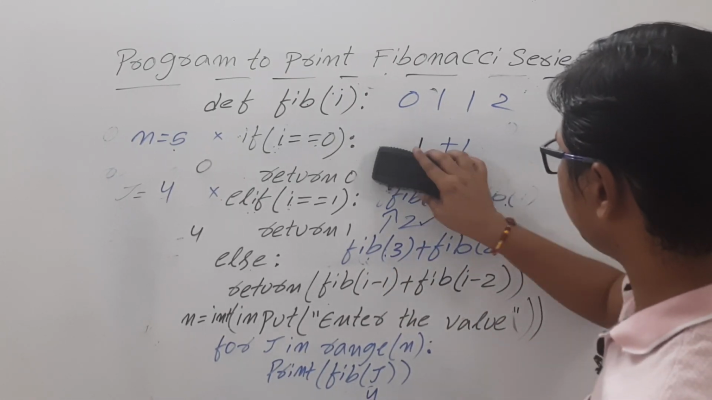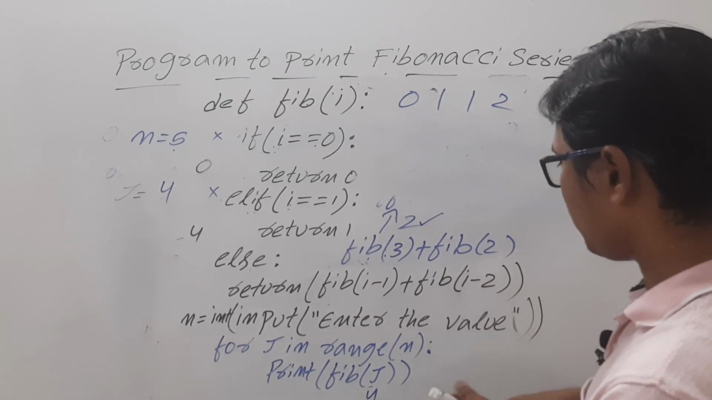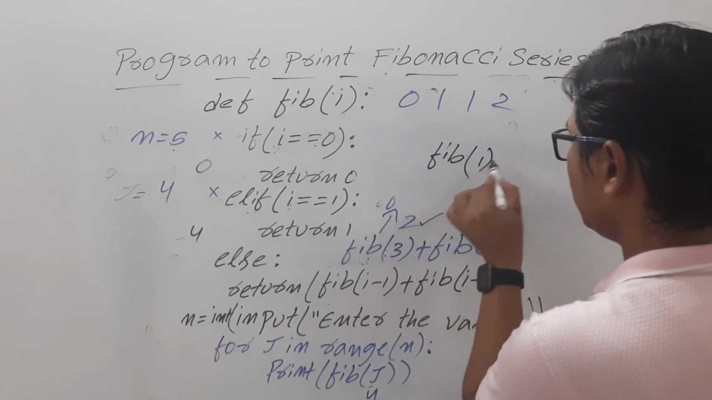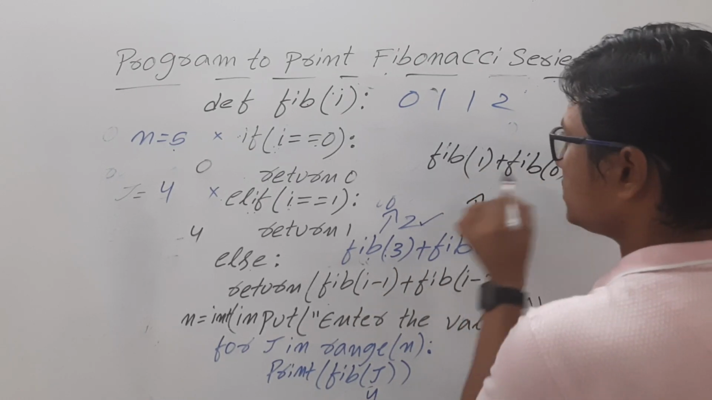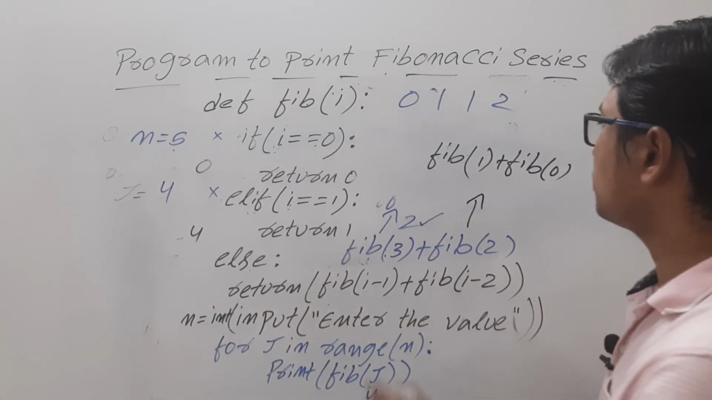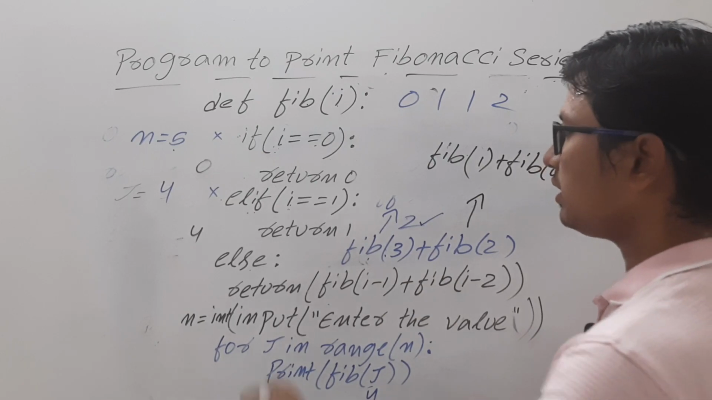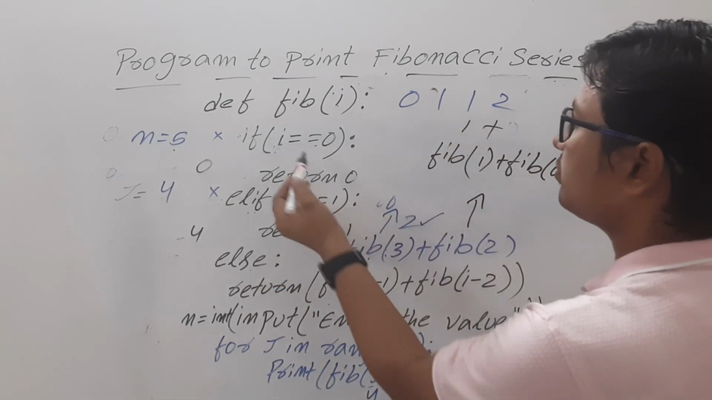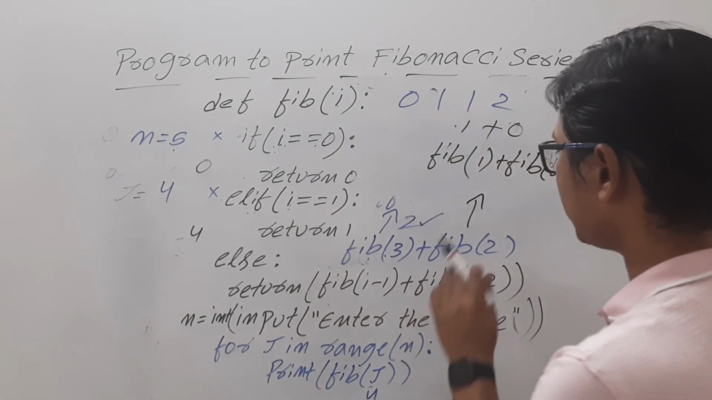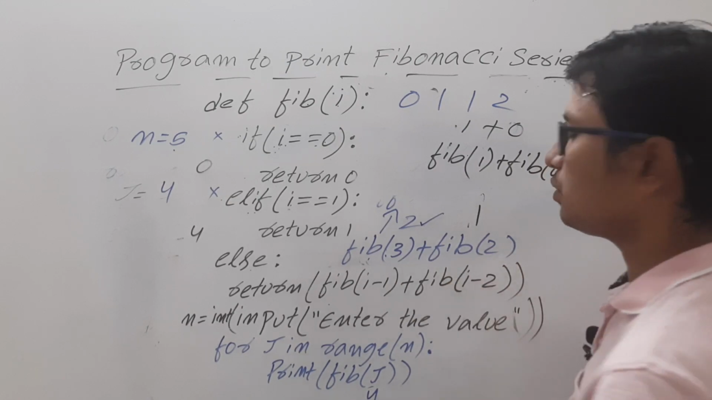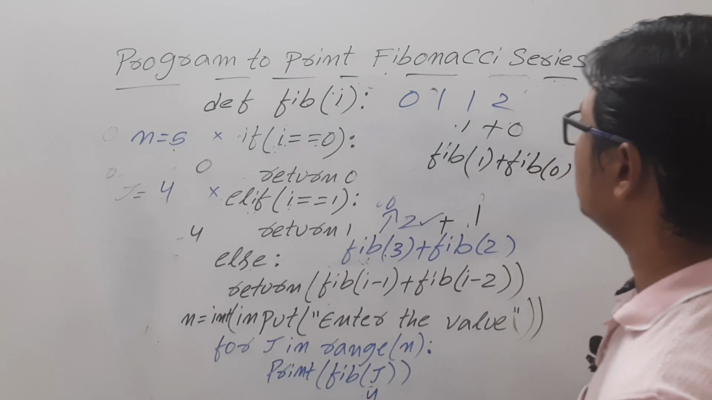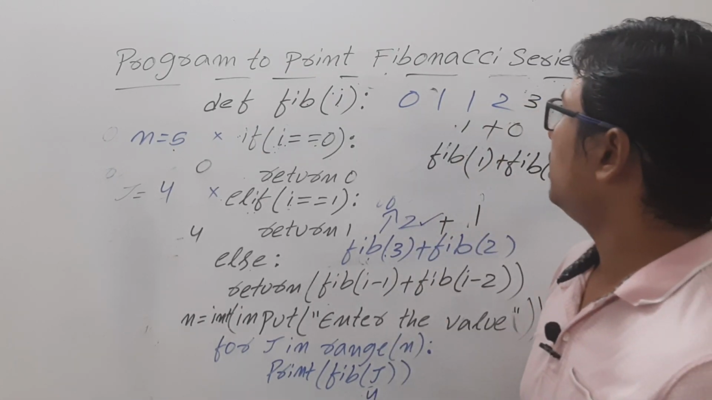Now you need to compute the fib of 2 again. Fib of 2 is fib of 1 plus fib of 0, because 2 is not equal to 0, 2 is not equal to 1, control will come here. So for fib of 1, i value will be 1, it will return the value 1. Fib of 0, i value is 0, it will return value 0. So 1 plus 0 will be 1. So here you got 2, here you got 1. So 2 plus 1 is 3. So that value will be returned, and you will get the output as 3. Are you able to understand?